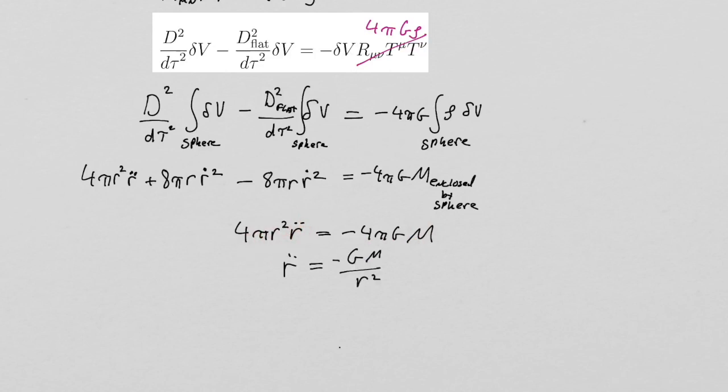And then the next step is obvious. You have the acceleration, r double dot, is minus GM over r squared. And there's Newtonian gravity all back in.